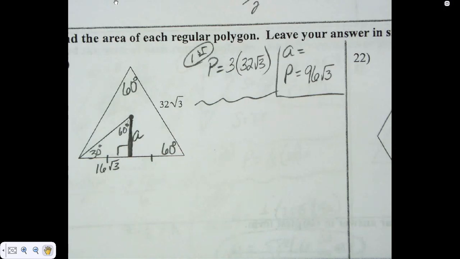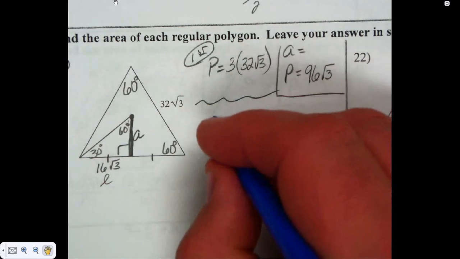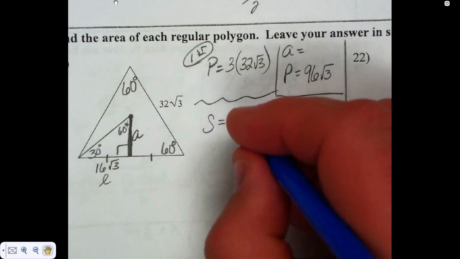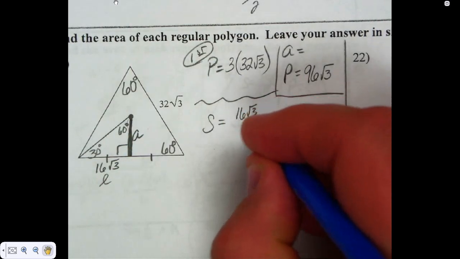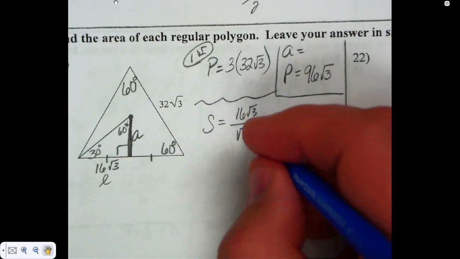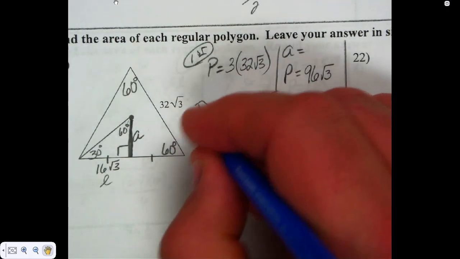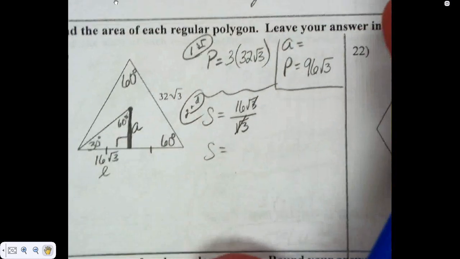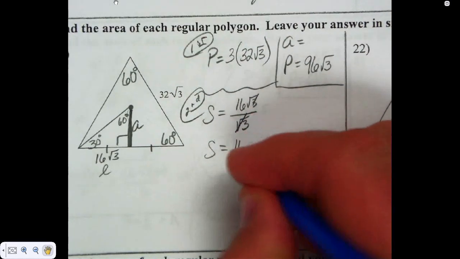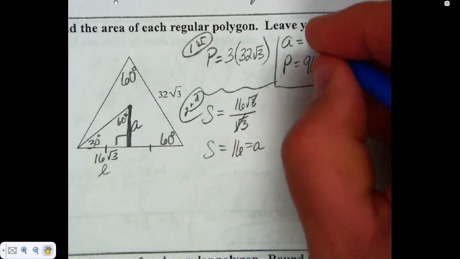36. Okay, what's given to me? Is this the S or L? So to find S, which is my apothem, I take the longer leg, which is what? 16 square roots of 3, and I divide by what? Square root of 3, correct? What's S equal to? Can no one tell me what S is equal to? S is equal to 16. Okay, that's my apothem, isn't it? So my apothem is what?